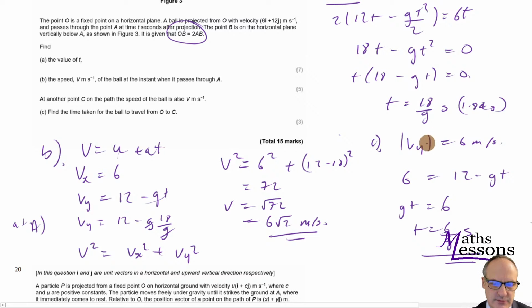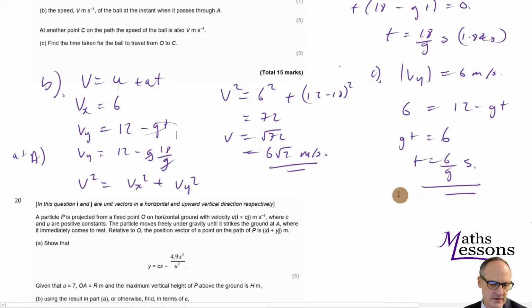Okay, so let me just run through that again because it's a bit of a leap. At the point, the speed is also v. We know that the x velocity doesn't change, so it's only the y bit that changes. Now, for it to be exactly the same, it was 6 squared here, so the magnitude of the y velocity must be 6. So therefore, we know that the velocity of y must be equal to 6, so we then can find out what t is.